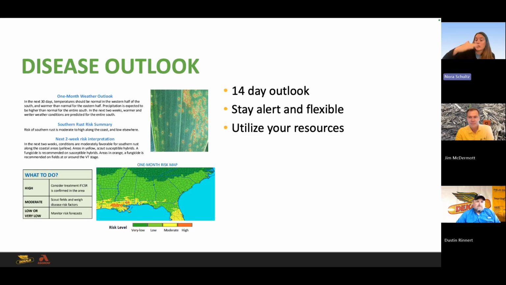We will watch how that risk factor progresses and moves up through the United States, and make sure that you guys are on top of that. So stay alert, stay flexible. I'm a firm believer that it is easier to cancel a plan than it is to make one when we go, oh, holy Moses, we need to get on that.